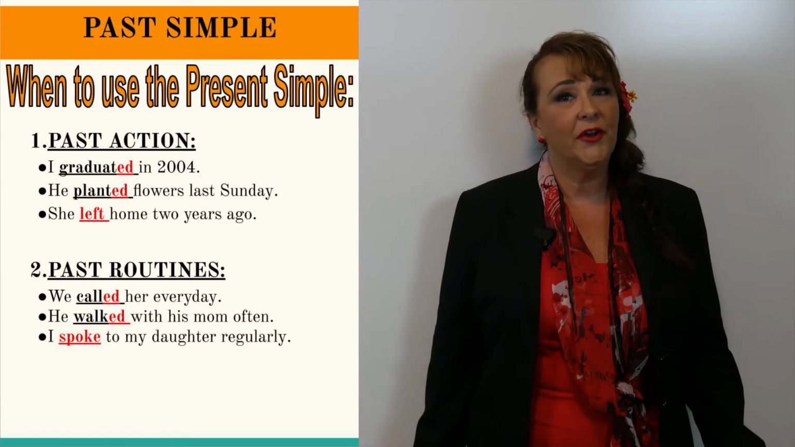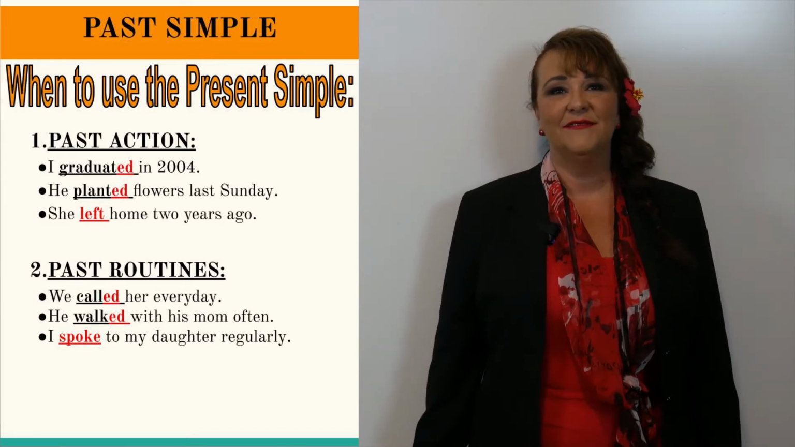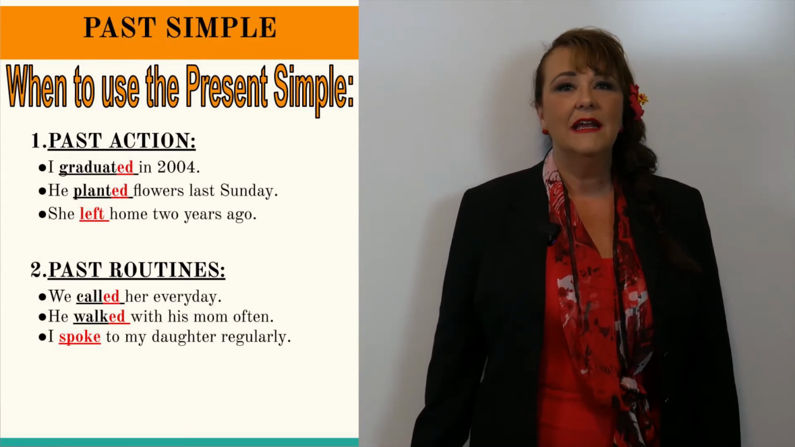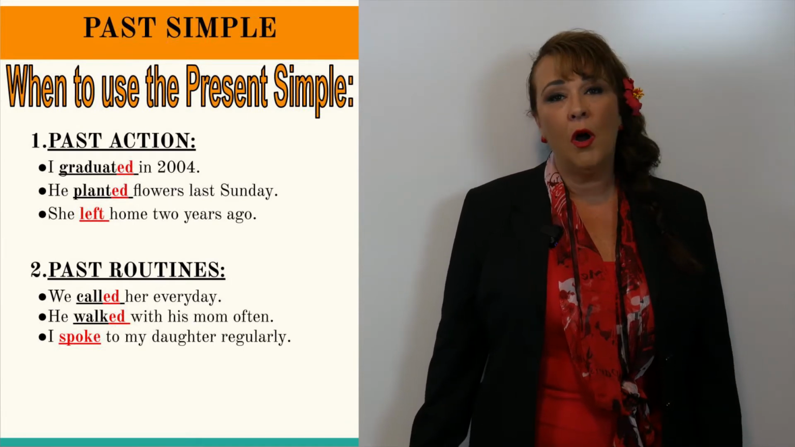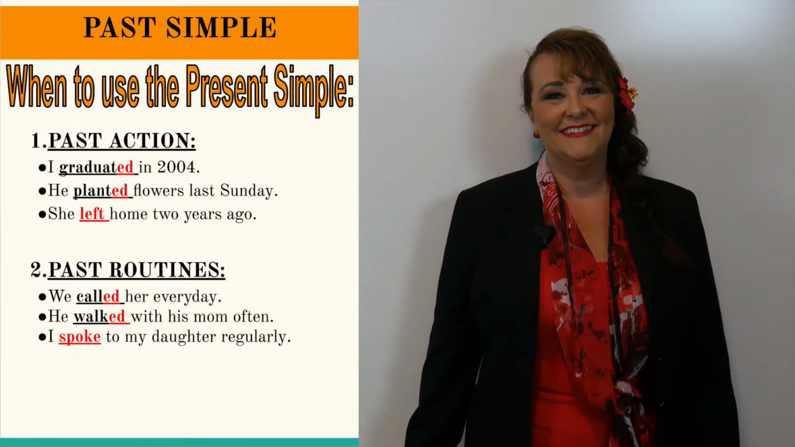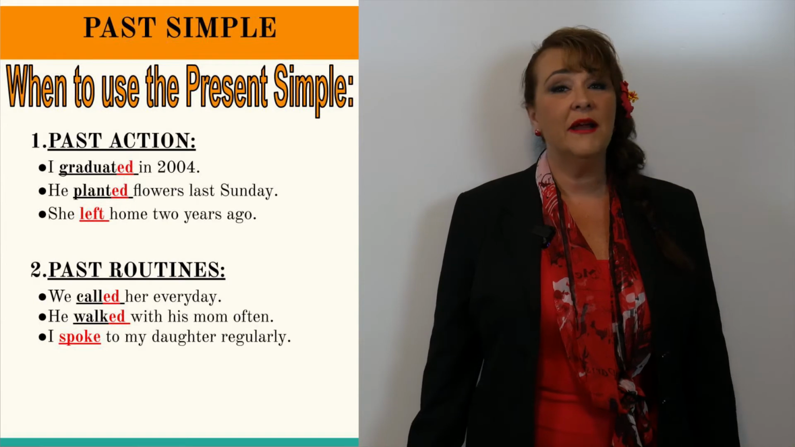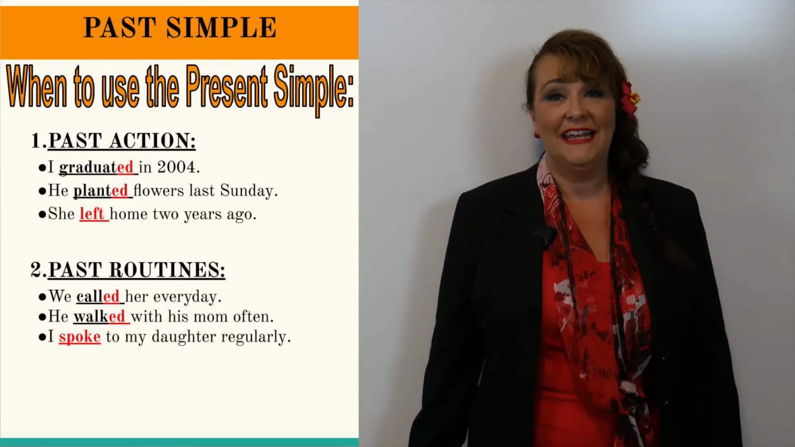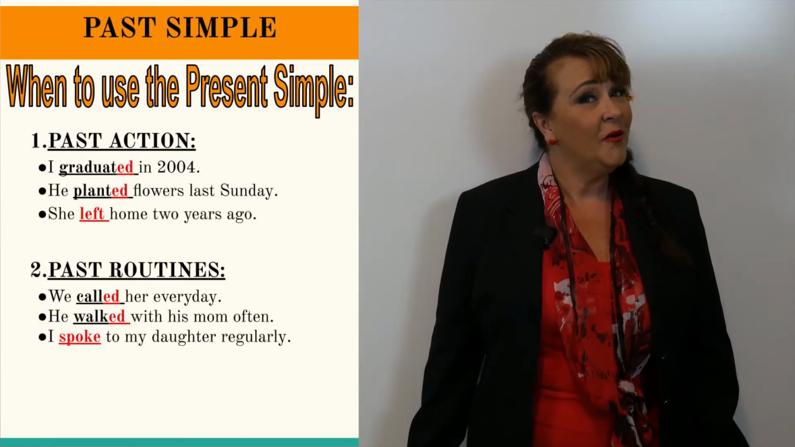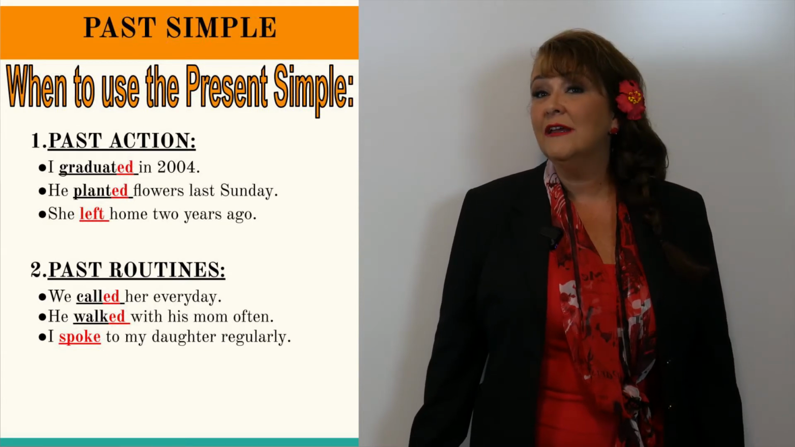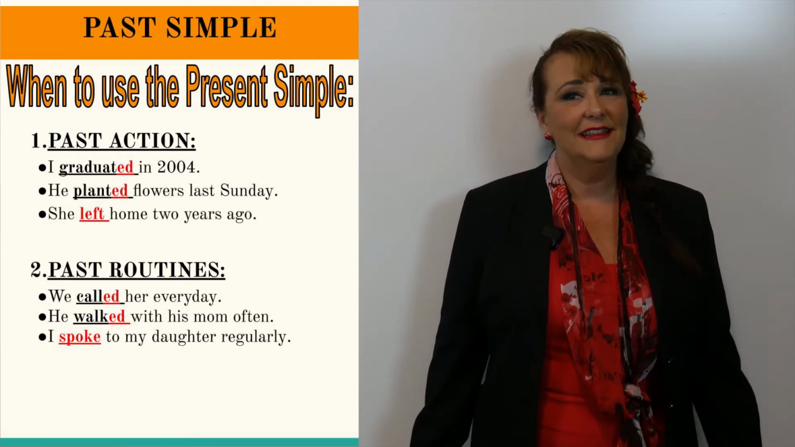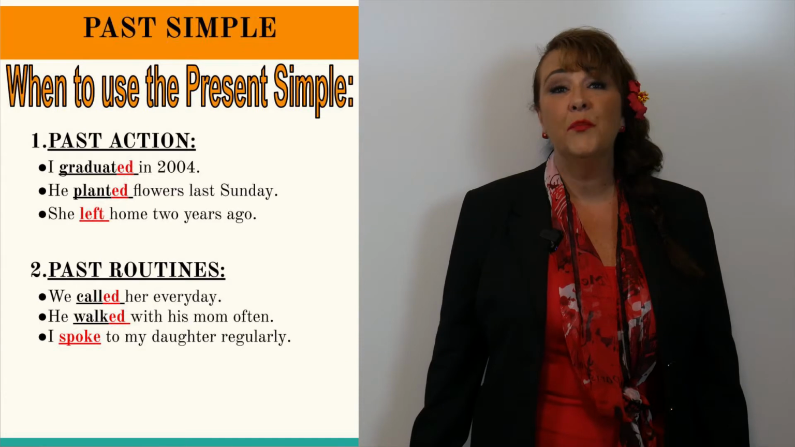We also use the past simple to talk about routine actions in the past. We called her every day. Routine. He walked with his mom often. I spoke to my daughter regularly. Take notice to the two irregular verbs, left and spoke.